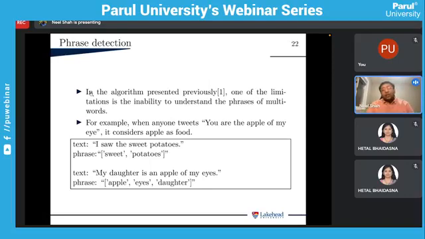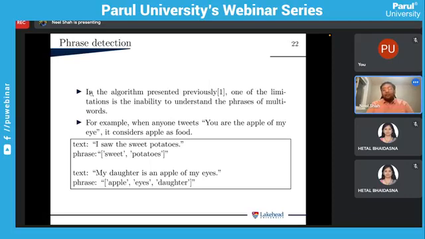But the question is how we understand that. As a human, I know what the phrase apple of my eye means, but how do we teach a computer to understand that apple of my eye means adoration, that you are the most favorite person? How do we teach this to a computer? That's where the extraction comes in. We have to extract those phrases and try to understand what they mean.